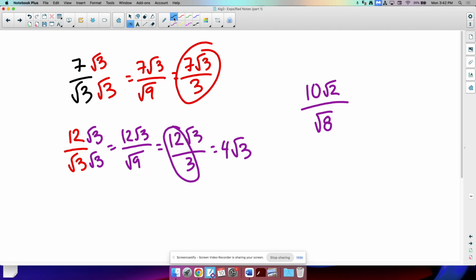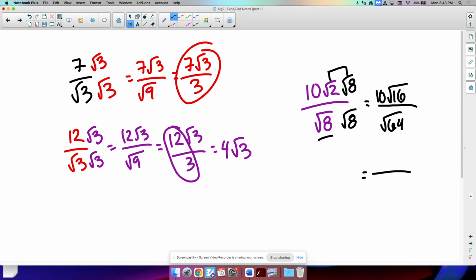Lots of different ways you could solve these. I personally will always just multiply by that square root. You don't need to think about it. Square root of 8 times the square root of 8 is the square root of 64. Up top, the 10 is outside. These numbers are both inside, so they can multiply together. So process-wise, the main thing is you multiply both top and bottom by whatever you have in the denominator. Because if you do that with a square root, the square root of 64 is 8.